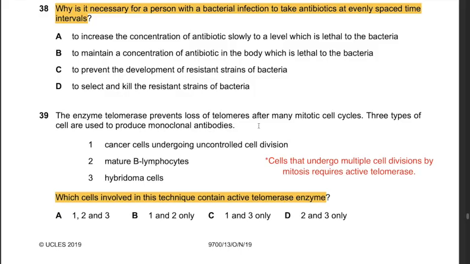Question 38. Why is it necessary for a person with a bacterial infection to take antibiotics at evenly spaced time intervals? Over here in this question, it is simply so to maintain the concentrations of antibiotic inside the body, which is lethal to the bacteria, and no other answer explains why a person should take antibiotics at evenly spaced time intervals. Therefore, the best answer is B, to maintain a concentration of antibiotic in the body which is lethal to the bacteria.